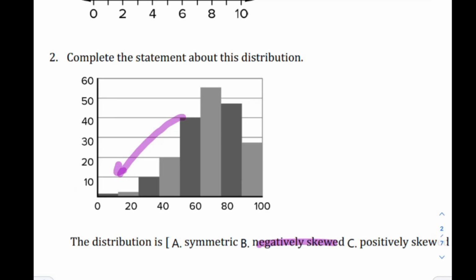Sometimes you can think of it the other way. You can say that it is a positive slope. Think of it in a different way, on the opposite way. If it is a positive slope, then it is negatively skewed. We can assume it's something like that.